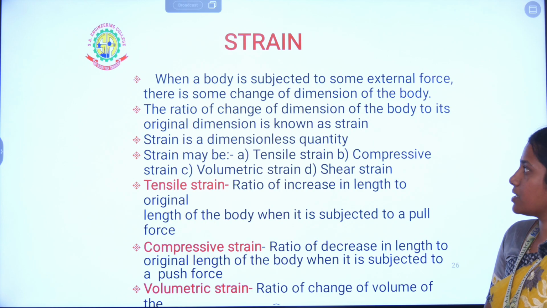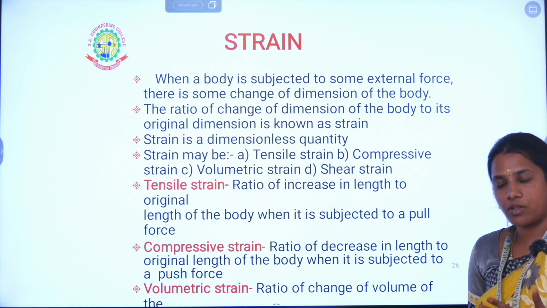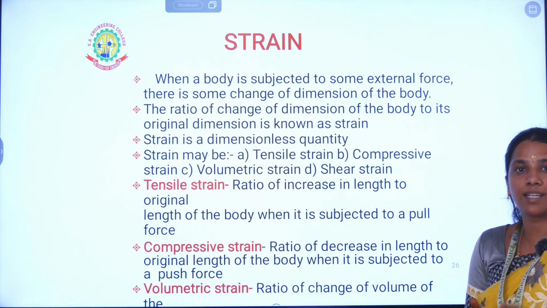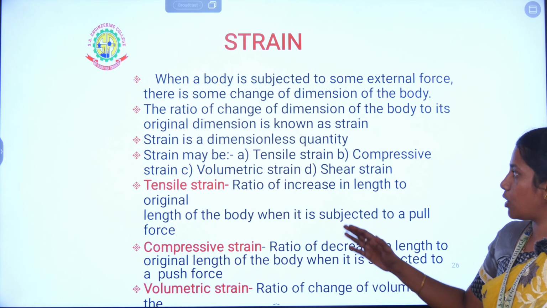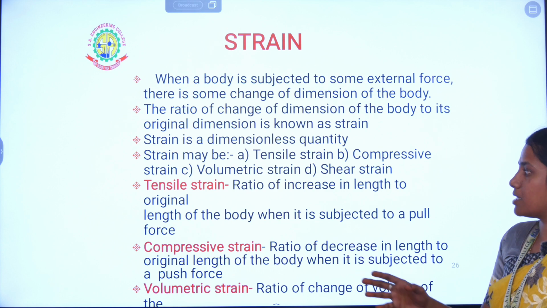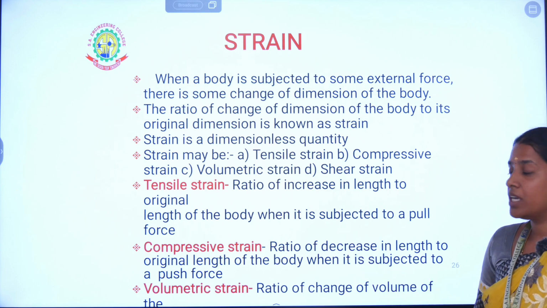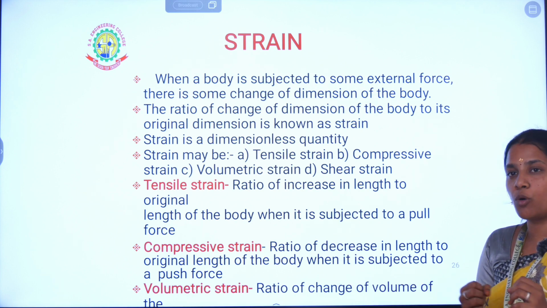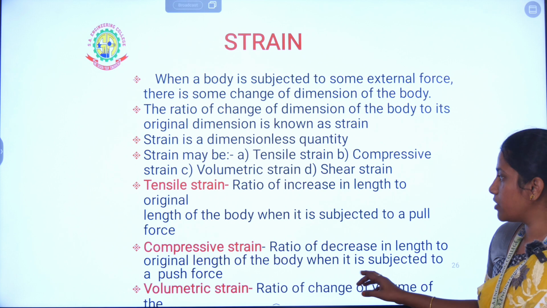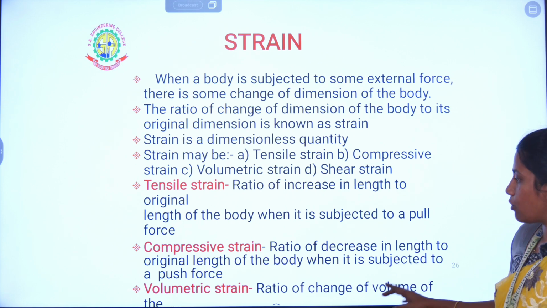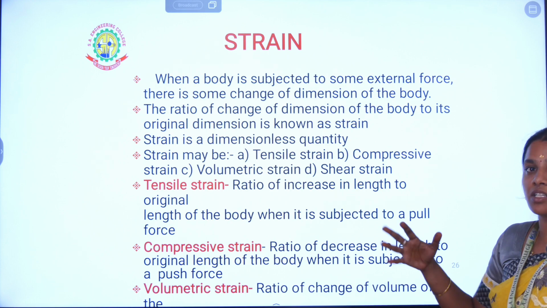And these are the strains. Due to the load or stress, there will be some changes in the dimension of a body. That change in dimension is called strain. Strain is according to the stresses applied. If the strain is due to tensile stress, that strain is called tensile strain. Due to the tensile strain, the length of the body will elongate. And in compressive strain, we will be having compressive force. Due to compressive force, and volumetric strain is due to the change in the entire volume.